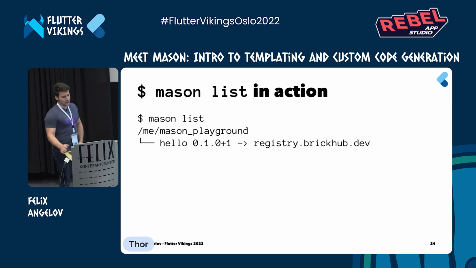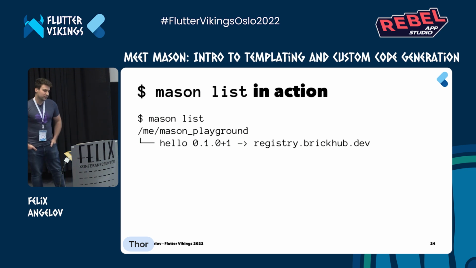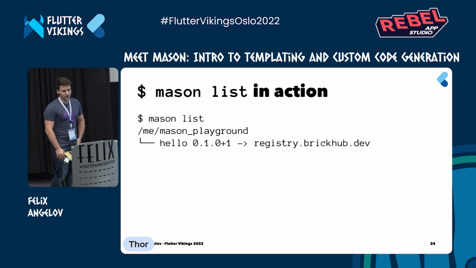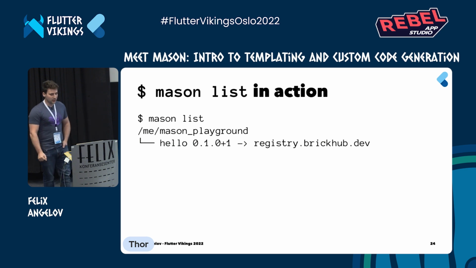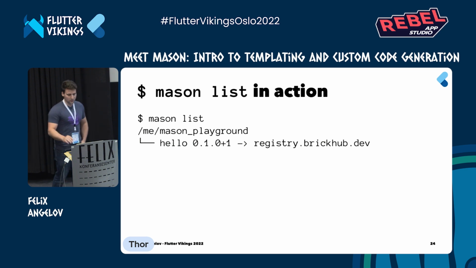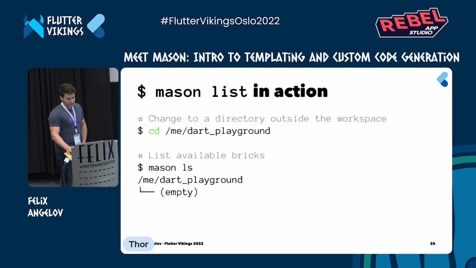But yeah, mason ls will just give you a list of all the available bricks, what versions they are, and where they're coming from. So in the case of this example where we just initialized Mason from scratch, we have one brick called hello. It's version 0.1.0, build number 1, and it's coming from this thing called registry.brickhub.dev. But we'll talk more about that. Don't worry too much about that.